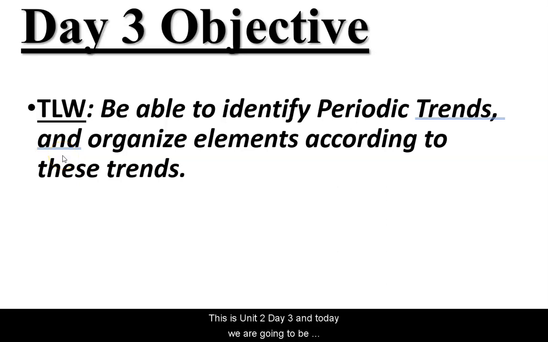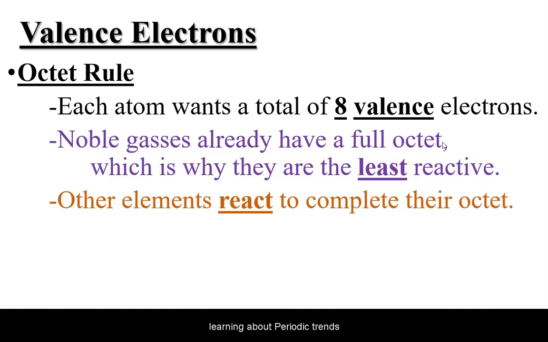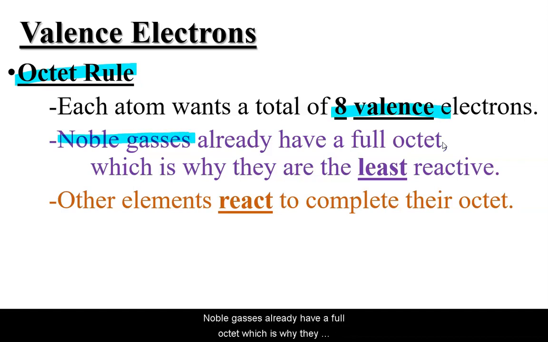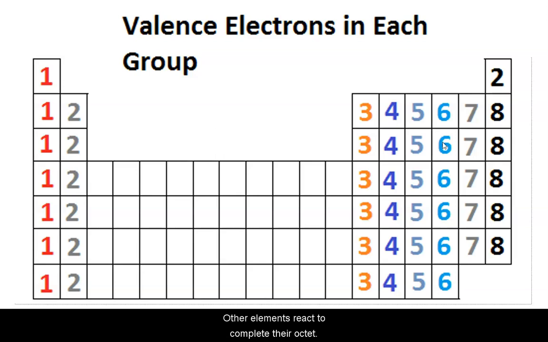This is Unit 2, Day 3, and today we're going to learn about periodic trends and organize the elements according to the trends. The first one we're going to learn is one we've actually gone over before. It's called the octet rule. Each atom wants a total of 8 valence electrons, and our noble gases already have a full octet, which means that they're the least reactive. Other elements react to complete their octet, and here's how we identify these.